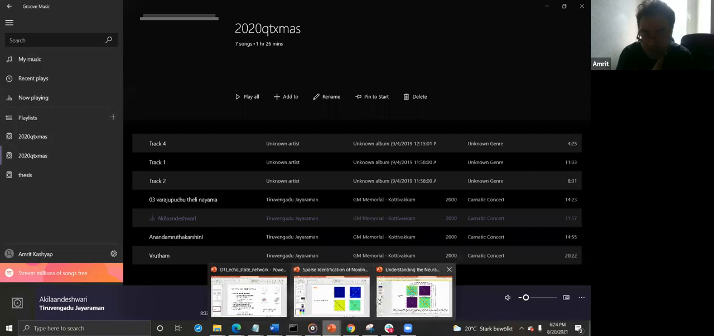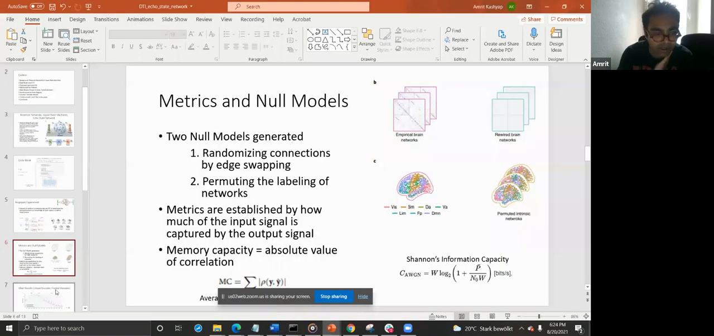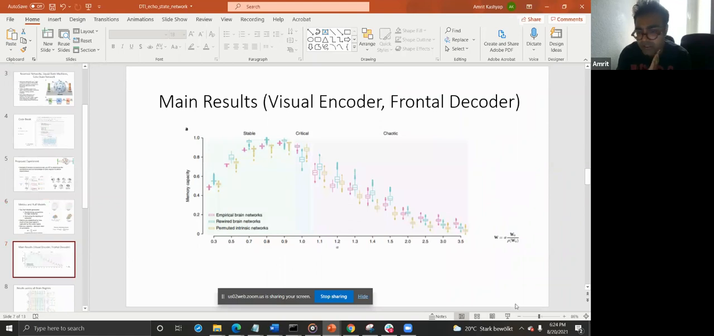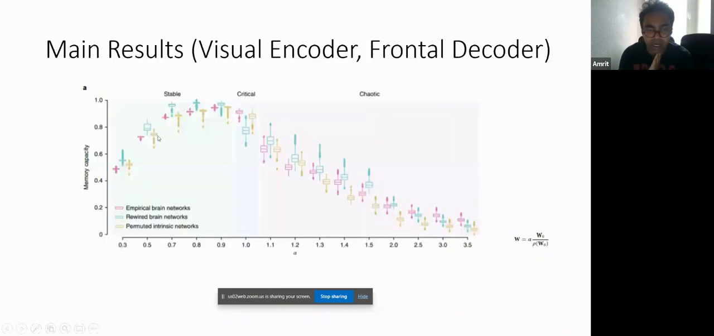And so she basically defines these 3 regimes where this alpha right here is changed from 0.3 to 3.5. Below 1 it's subcritical, where the dynamics basically decay to 0 if you don't put any input in. In critical, it's right at criticality, where alpha is equal to 1, where the largest eigenvalue is 1. And then there's a chaotic regime where alpha is greater than 1.